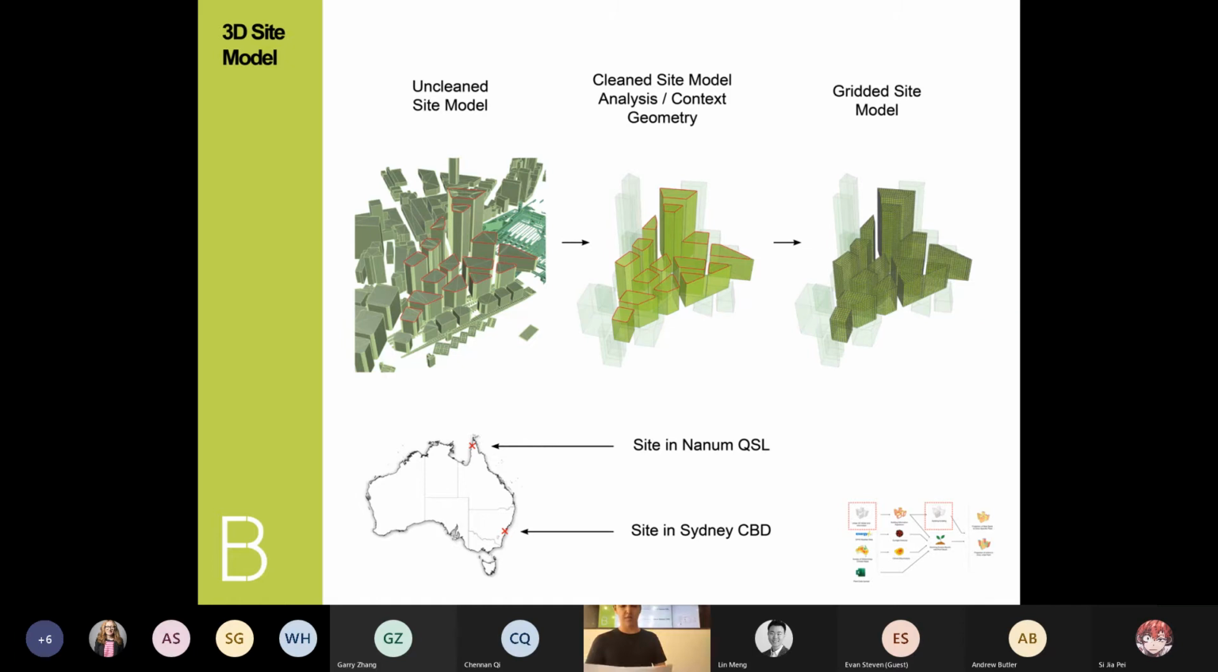To make sure the tool is adaptable, I made 2 locations for the site, one in Sydney CBD and one in Nanham, Queensland. This way we can clearly see if the script is doing its job right, because Nanham has a very different climate to Sydney.